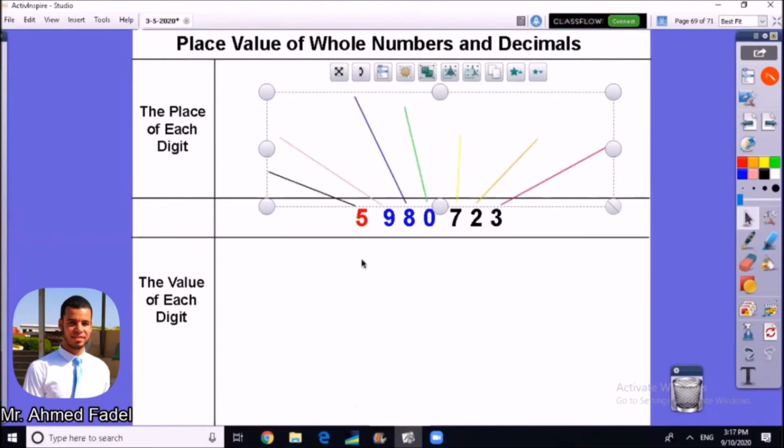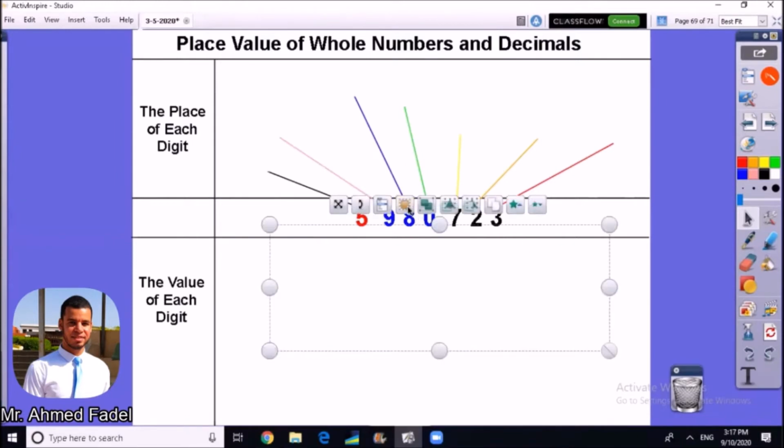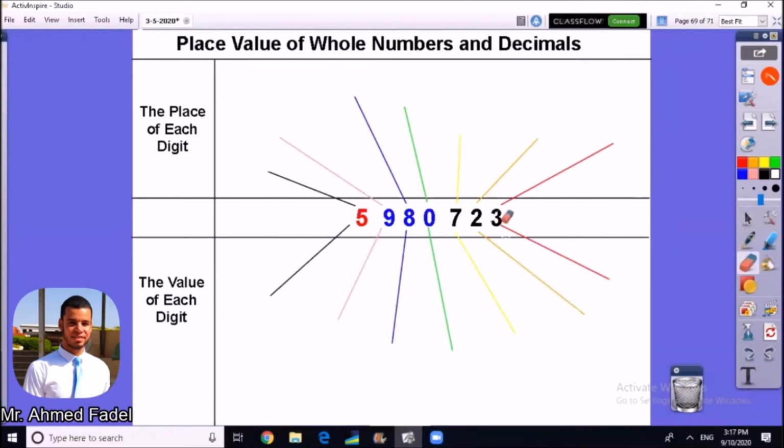We're going to have here some arrows or lines for the place and the value. All right, the place of the 3, and now we're talking about the place, not the value. The place of the 3, which is the first digit on the right side, is called the units. All right, so here we have the units. Then the second digit that comes after it here is the tens. All right, the third digit is the hundreds. The fourth digit is the thousands.